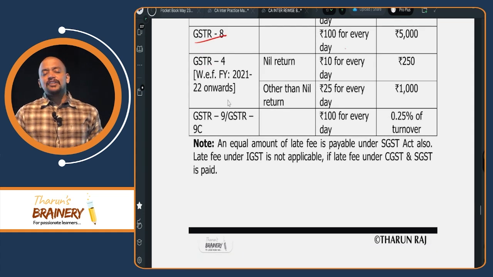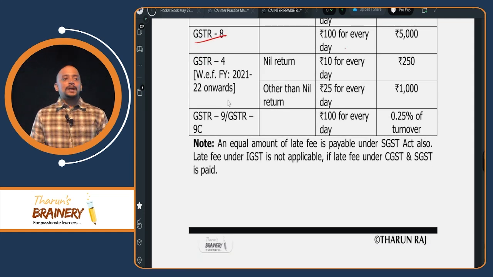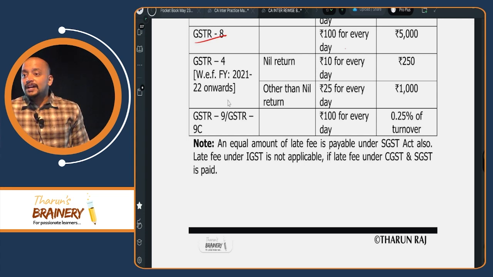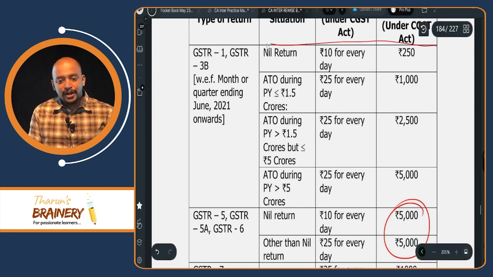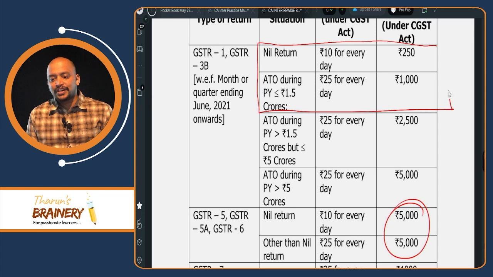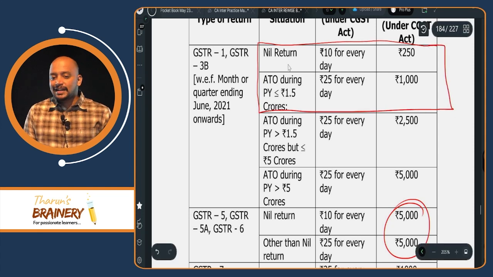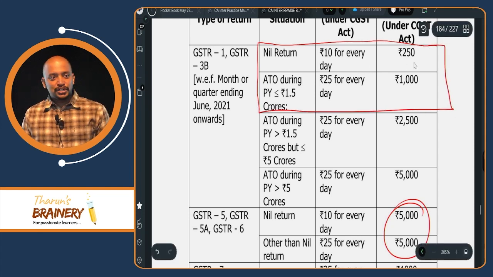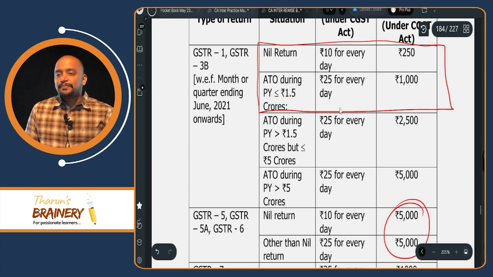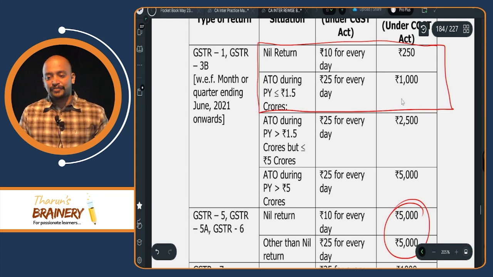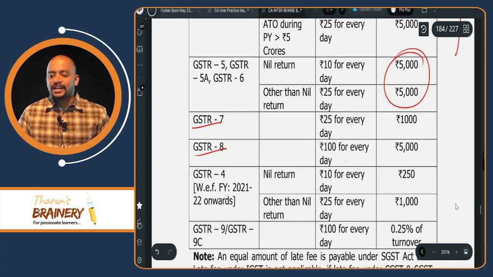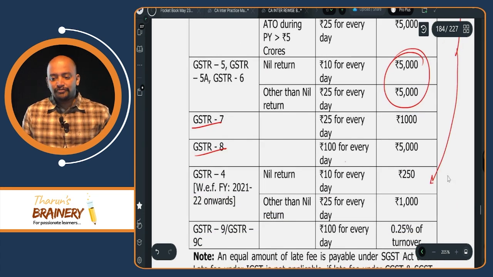Then GSTR 4 is an annual return to be filed by a person opting for the composition scheme. Who can opt for the composition scheme? Those whose aggregate turnover does not exceed 1.5 crores. So we need to remember this provision. Nil return, 10 rupees per day subject to maximum 250, and other than nil return, 25 rupees per day subject to maximum 1,000. Why? Because turnover during the previous year does not exceed 1.5 crores. The same late fee applies for GSTR 4.